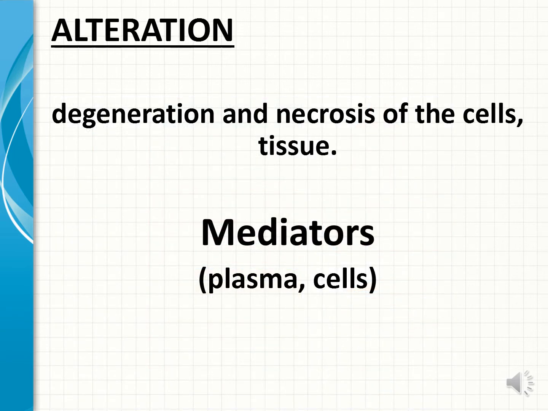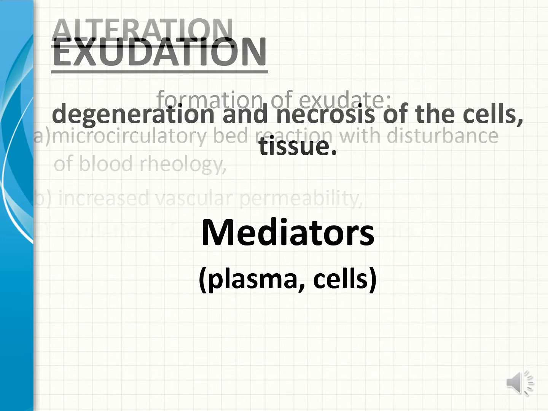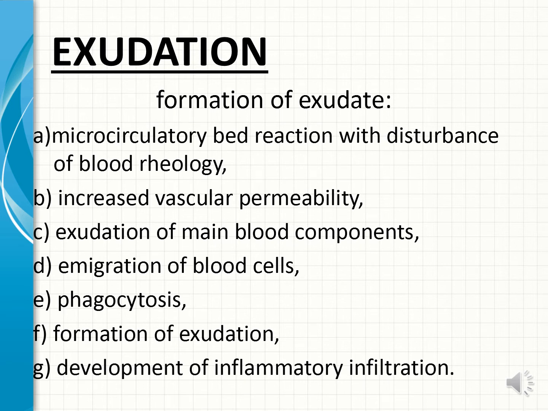So again, with more details about all these stages. Alteration, the first stage, is cell injury, degeneration or dystrophy and necrosis of the cell tissue, which is accompanied by mediators released by plasma cells, for example. Then goes exudation, and we see at that phase the formation of exudate. We see a microvessels reaction with disturbance of blood rheology.